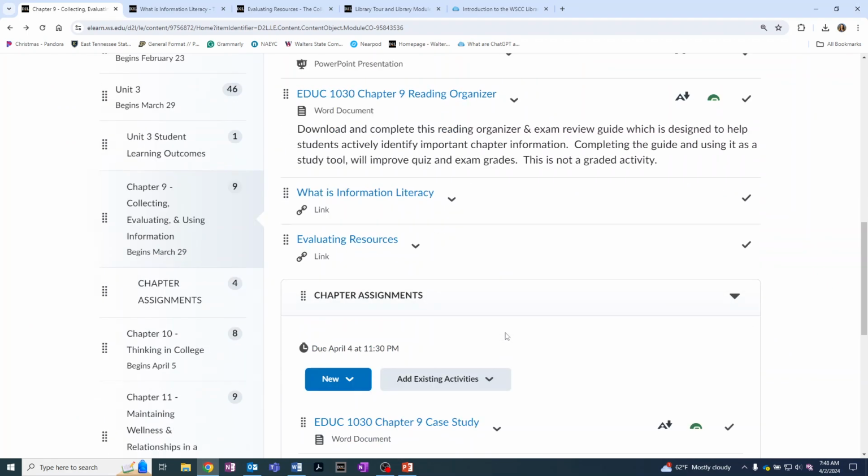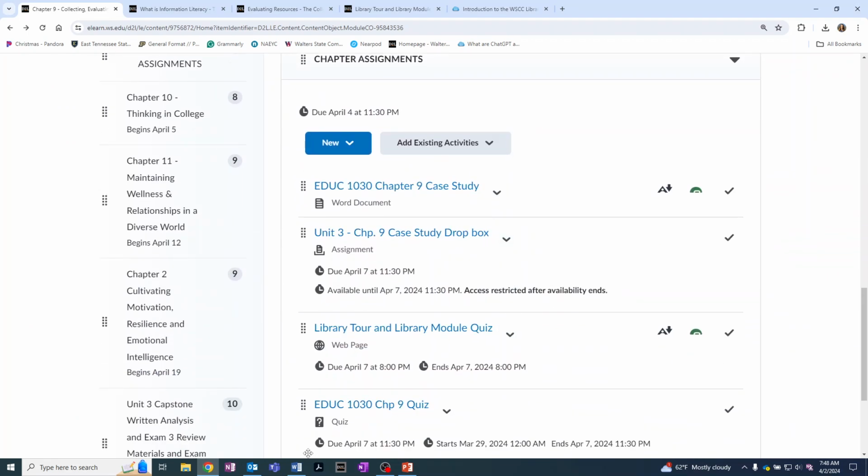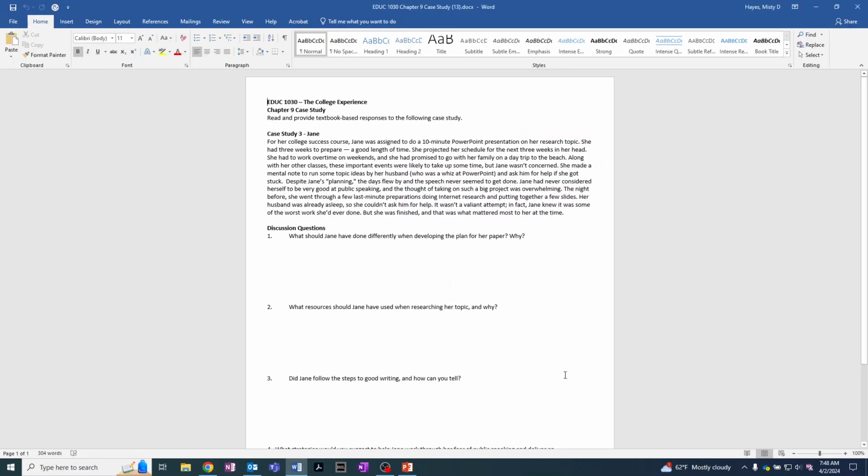So, looking also at your homework before we jump into the library module quiz and then the library homepage, it's really going to be looking at what we call a case study. A case study uses a pseudonym, so it is based off of a real person and something that happened, but the names have been changed.